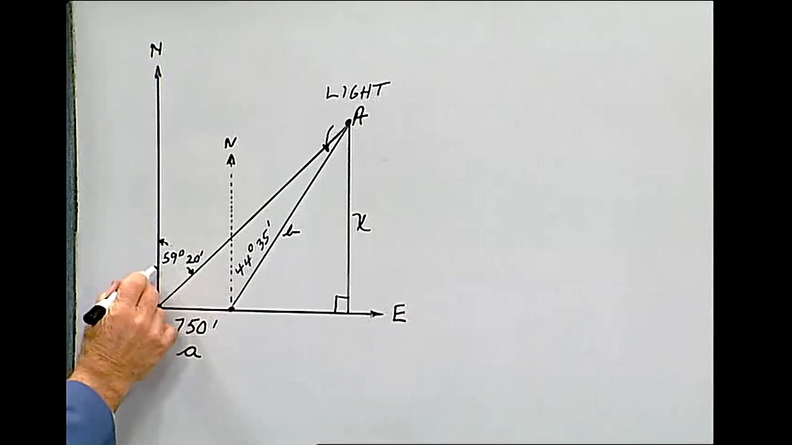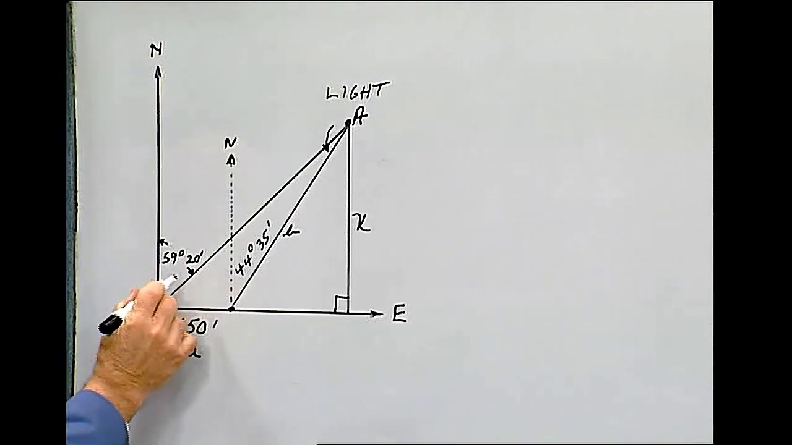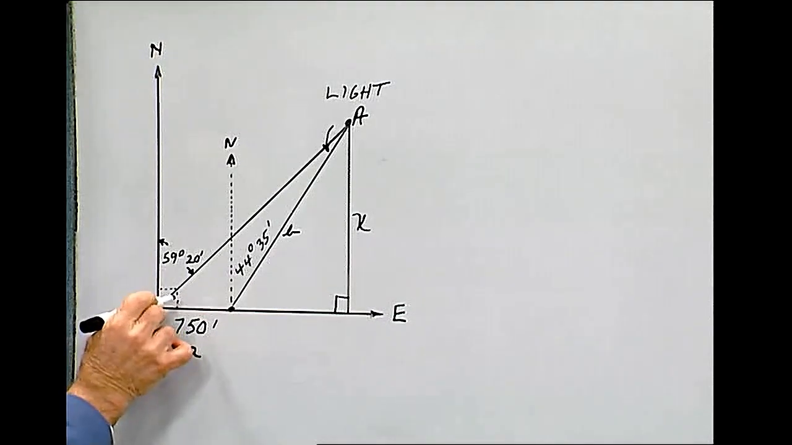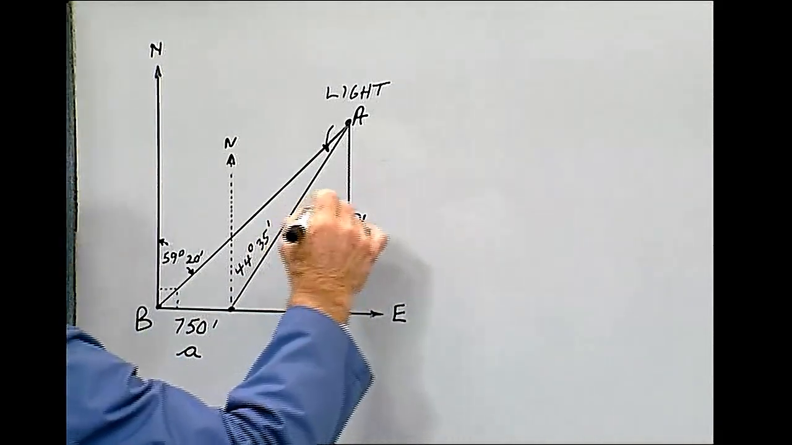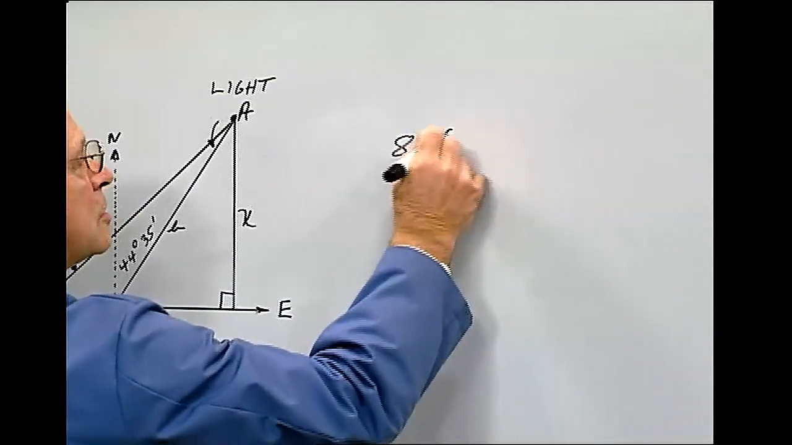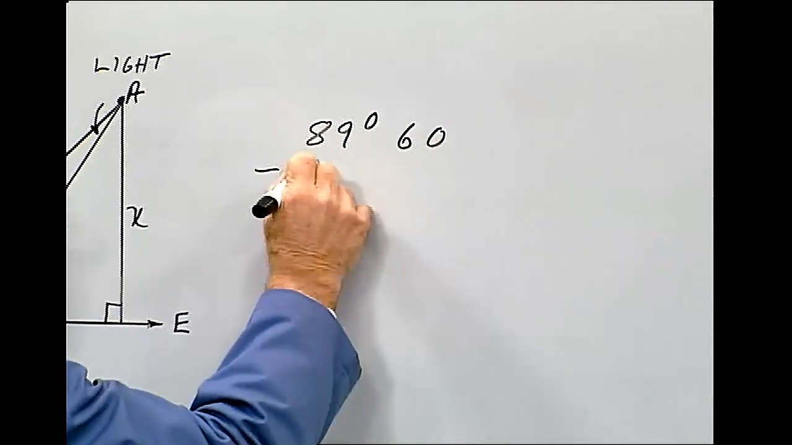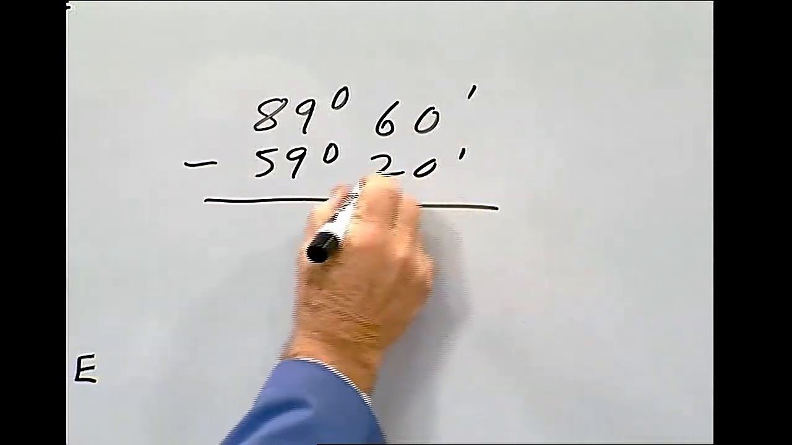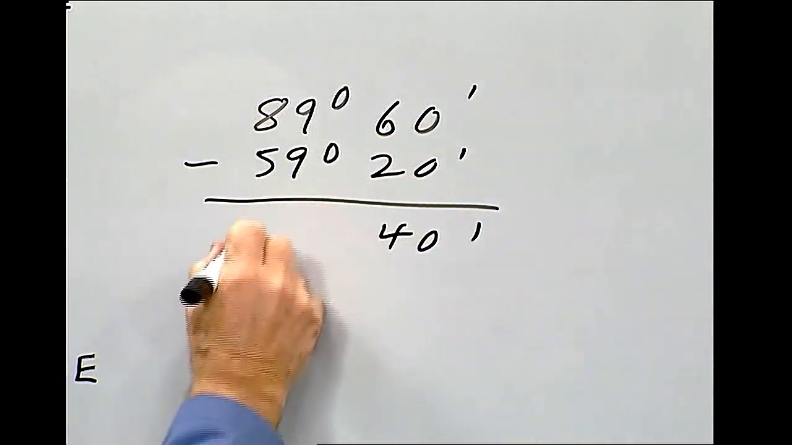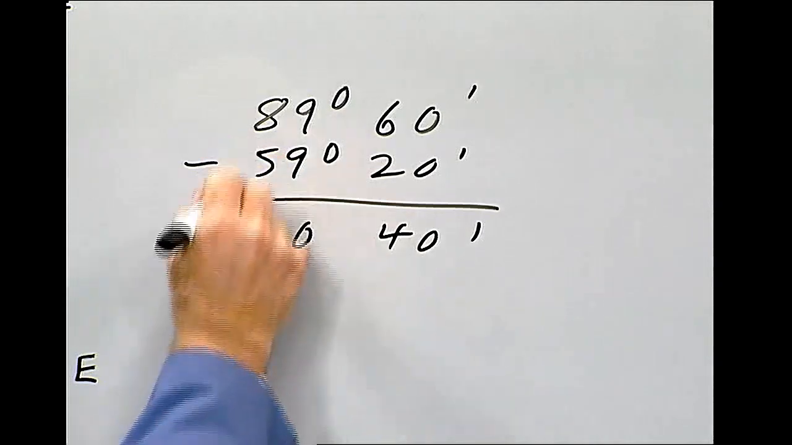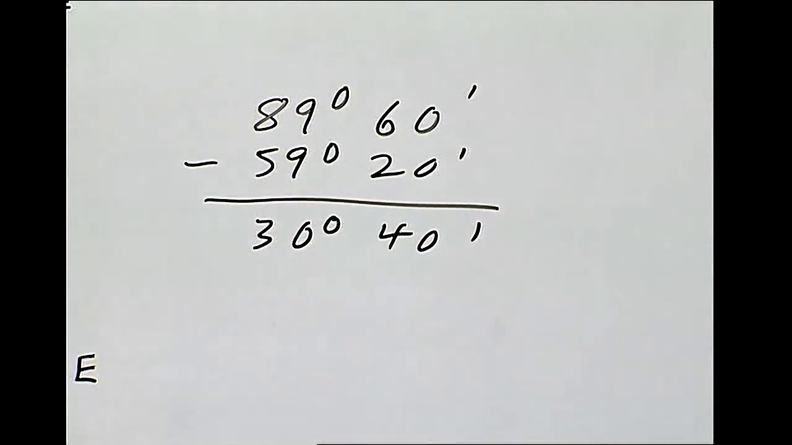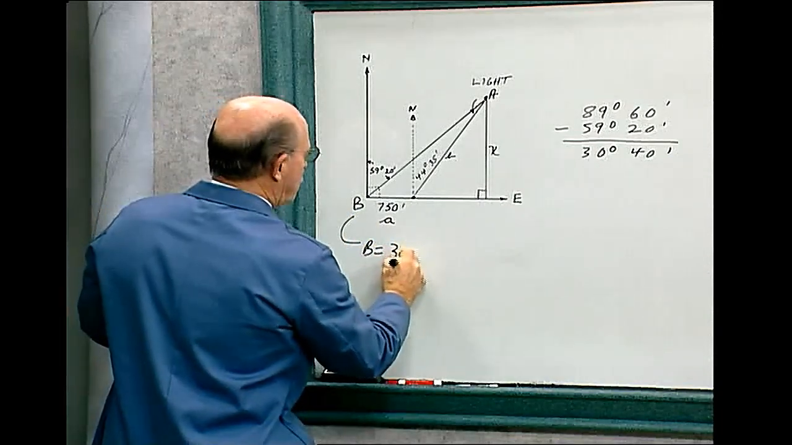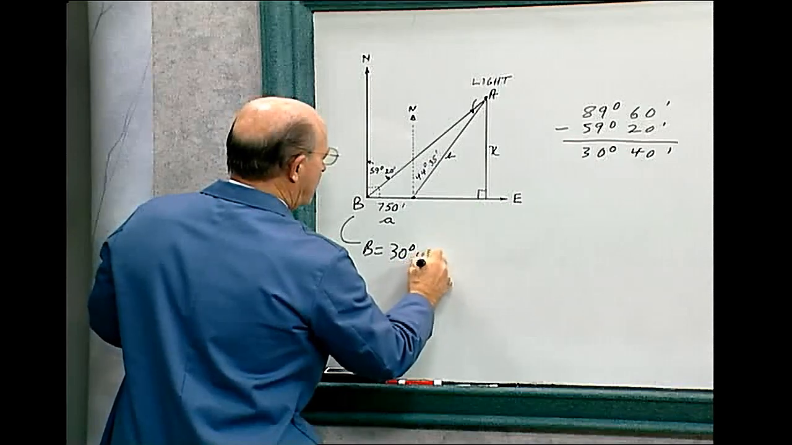Now this is 59 degrees 20 minutes, and this is 90 degrees, then we know what this angle is. So all we have to do is deduct: 90 degrees, or 89 degrees 60 minutes, minus 59 degrees 20 minutes, and we have 40 minutes here, and this will be 30 degrees. So angle B here equals 30 degrees 40 minutes.